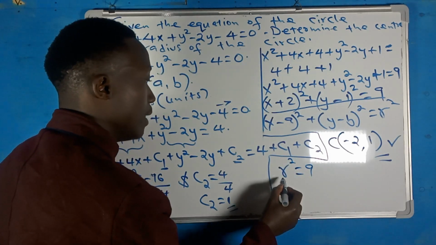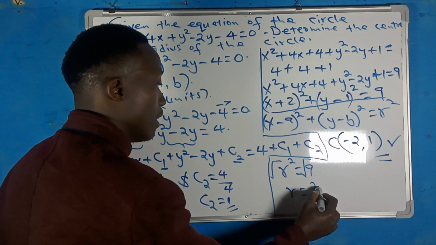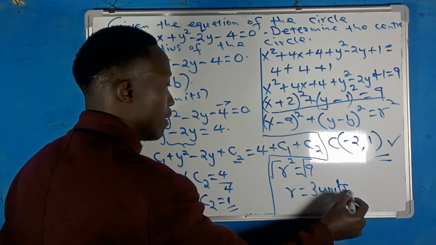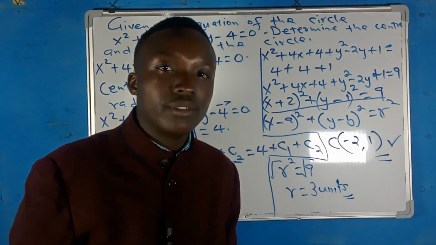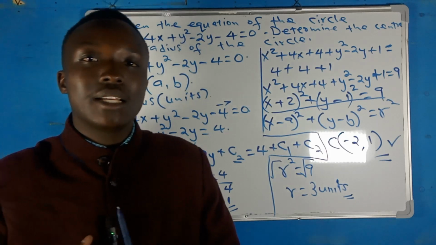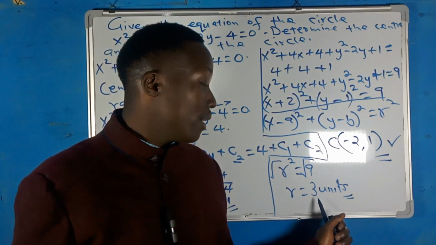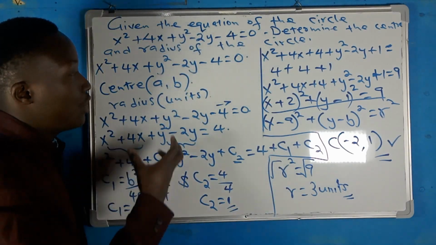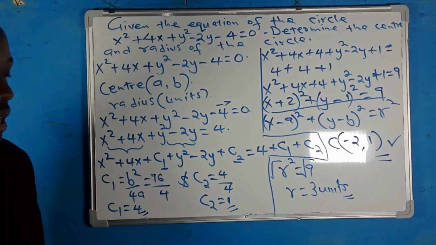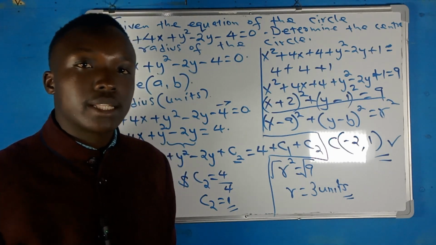So for us to get our radius, we will find the square root on both sides and get our radius as 3 units. The reason we have taken the positive and omitted the negative is because we cannot have a negative length. So we omit negative 3 and take positive 3. So that is how we approach questions on the equation of a circle. And I believe as you follow these steps, you will keep on understanding.